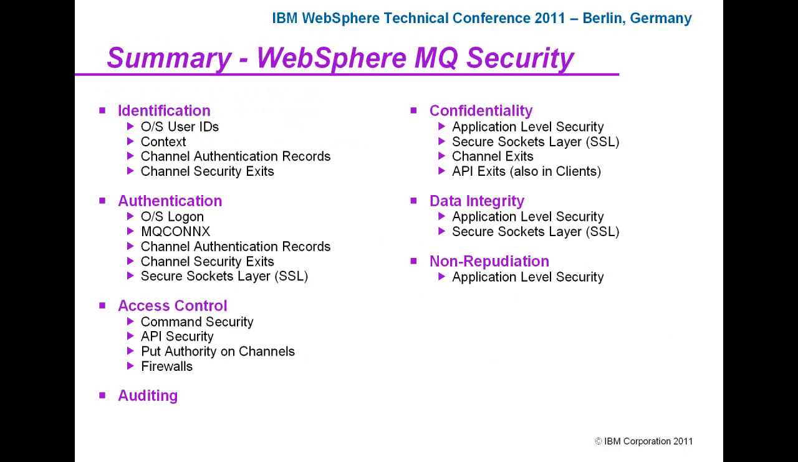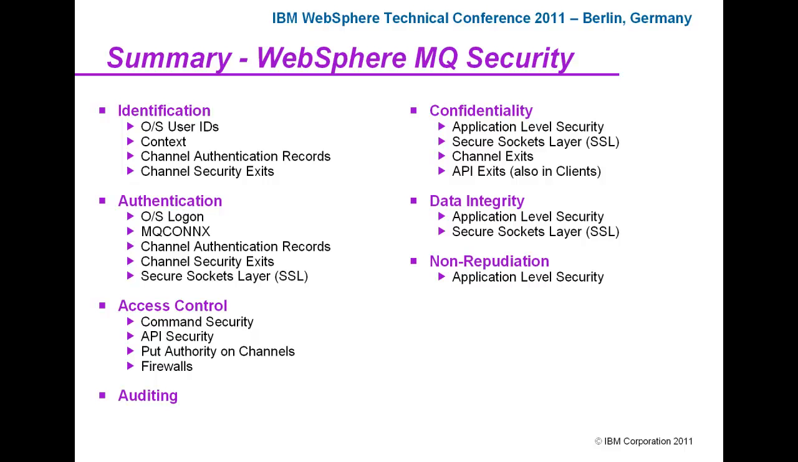So, it's quite a big summary actually, but OS user IDs, we see them in context, we can set them with channel authentication records or security exits. We can authenticate with our OS logon for user IDs that are local bindings applications. For client connections, we can supply user ID and password, and we can do some authentication with security exits, channel authentication records, or strong authentication with your SSL facilities.